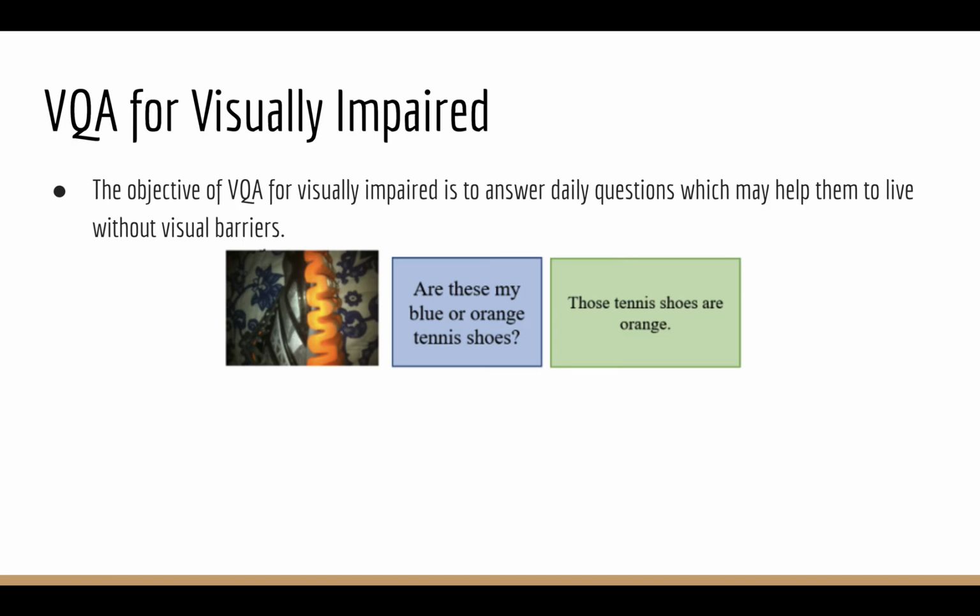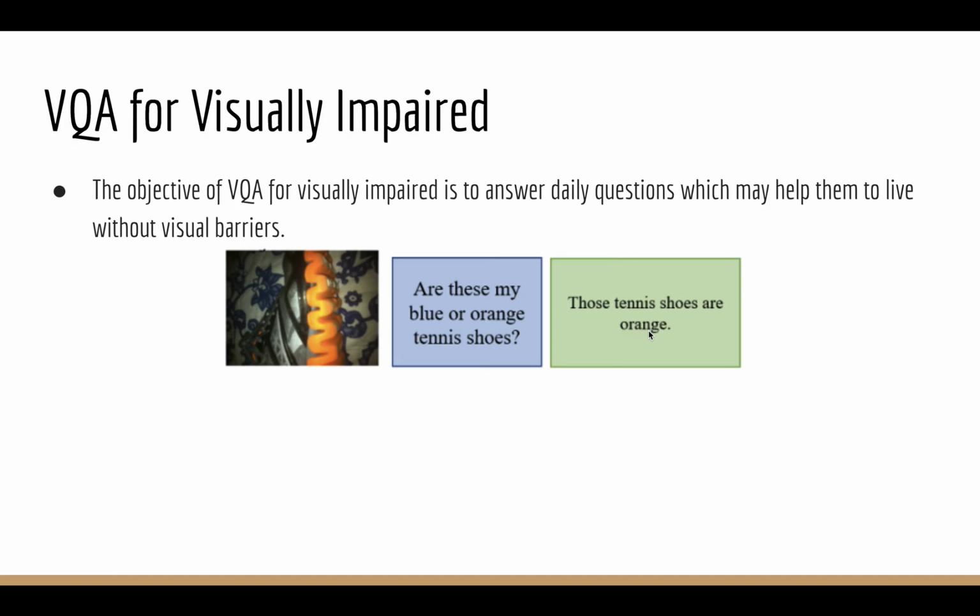This is an example of tennis shoes. So a blind person takes a photo and asks, are these my orange or blue tennis shoes? Then the visual question answering system takes the image and the natural language question and produces the output: those tennis shoes are orange.